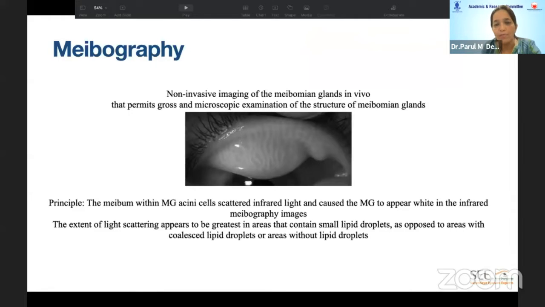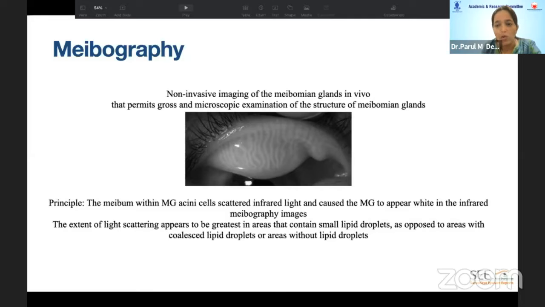So coming to meibography, it is a non-invasive imaging of the meibomian glands done in vivo. It allows us the gross as well as the microscopic examination of meibomian glands. How it works is that the meibum, which is secreted in the acini and the ductules, scatters the infrared light used in infrared meibography, and hence causes the meibomian glands to appear opaque and white in the meibography images.